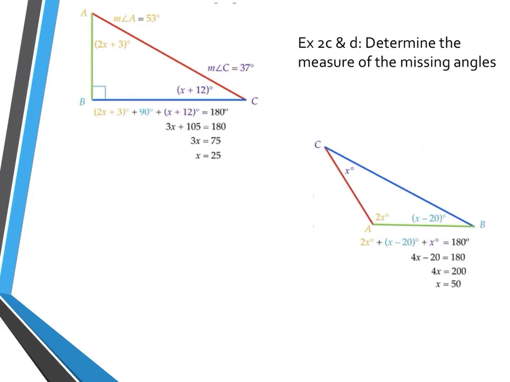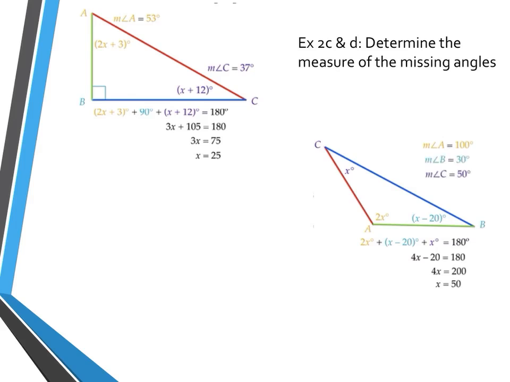All right, so now we're going to substitute 50 in for each expression. And so 2 times 50, measure of angle A is going to be 100 degrees. And then 50 in for x, so 50 minus 20 degrees is going to be 30 degrees, so measure angle B is 30 degrees, and then substitute 50 in for x on angle C, and measure angle C is also going to be 50 degrees.